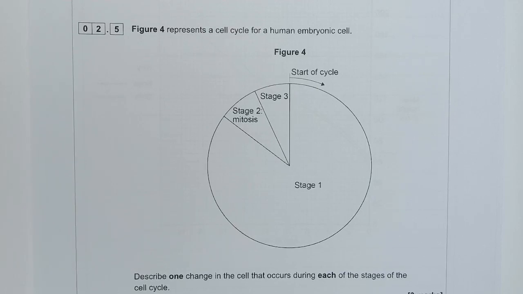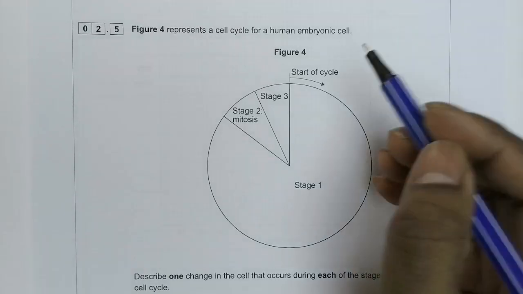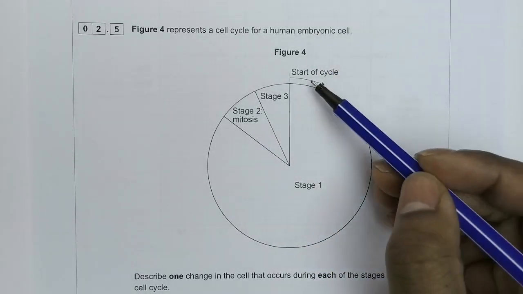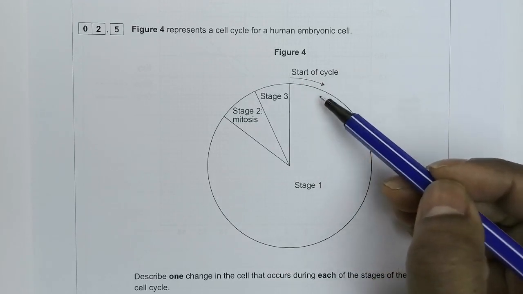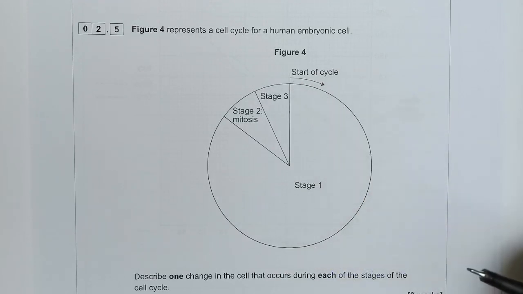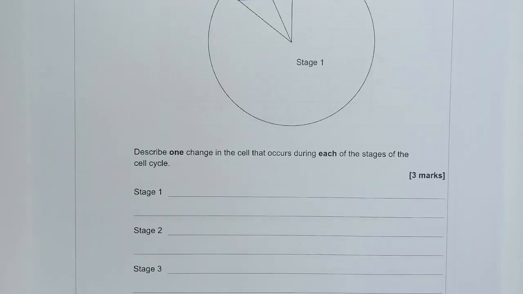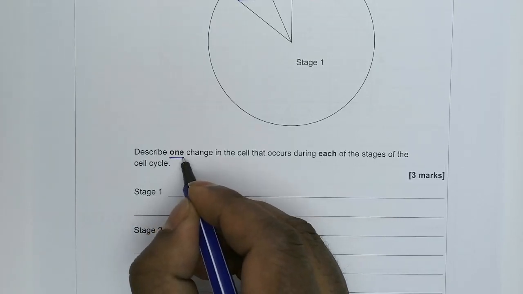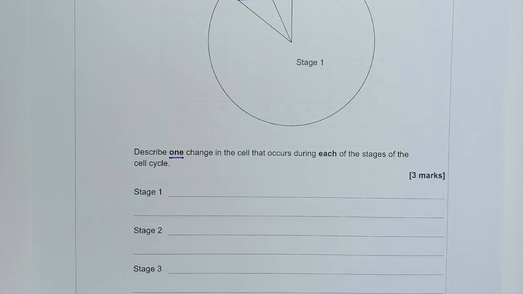Question 2.5. Figure 4 represents a cell cycle for a human embryonic cell. So a human embryonic cell, it's starting off here. It's the start of the cell cycle. Stage 1 is the biggest stage. Stage 2 is mitosis, and stage 3 hasn't been labeled. So let's have a look at the question. Describe one change. They're only expecting one change to be described, but for the purpose of revision, we're going to look through a couple of them. So describe one change in the cell that occurs during each of the stages of the cell cycle.